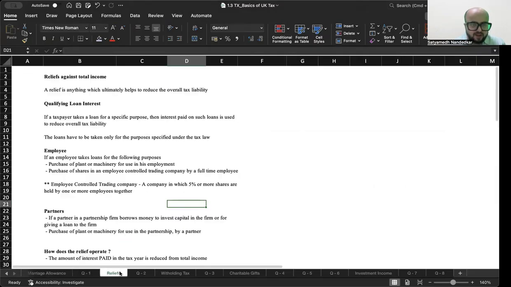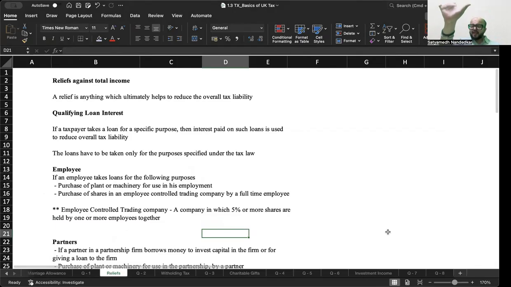Now, let's understand the concept of relief. Now, what is a relief? A relief is anything that ultimately helps to reduce the overall tax liability. Now, let's think of qualifying loan interest. If a taxpayer takes a loan for a specific purpose, then interest paid on such loan is used to reduce overall tax liability. If it is taken for certain specific purposes which are allowed as per tax authorities, then interest paid on such loans is used to reduce overall tax liability.